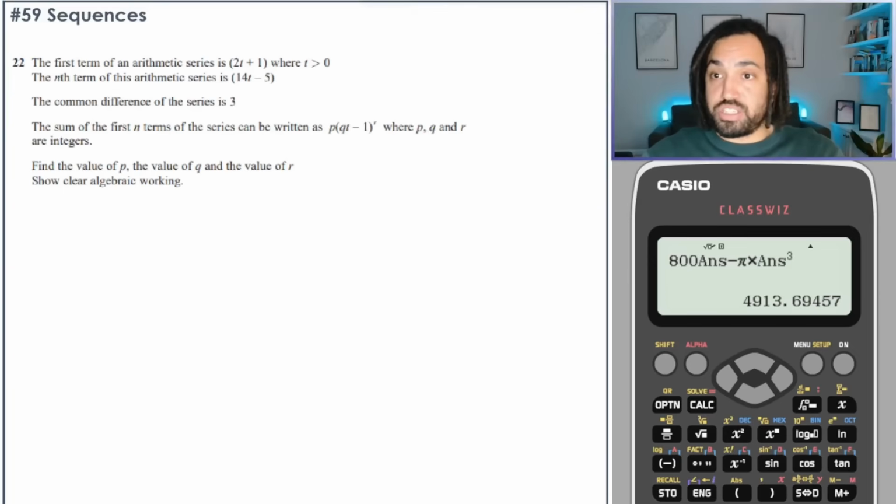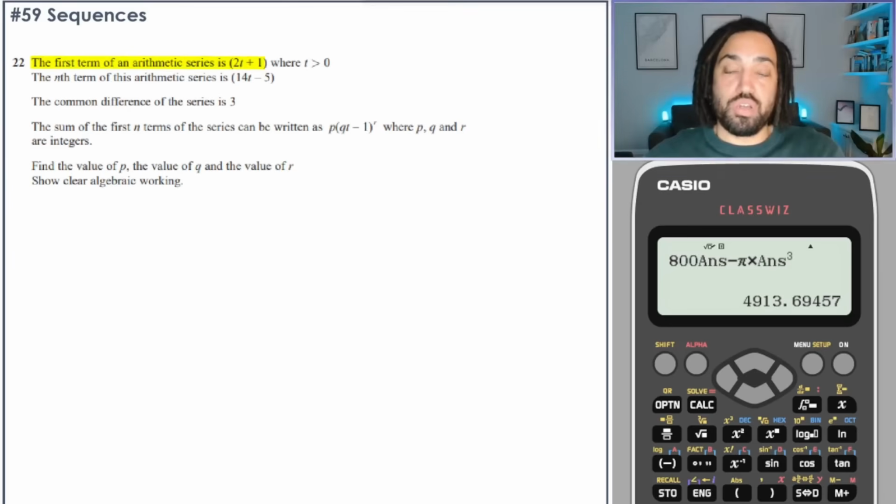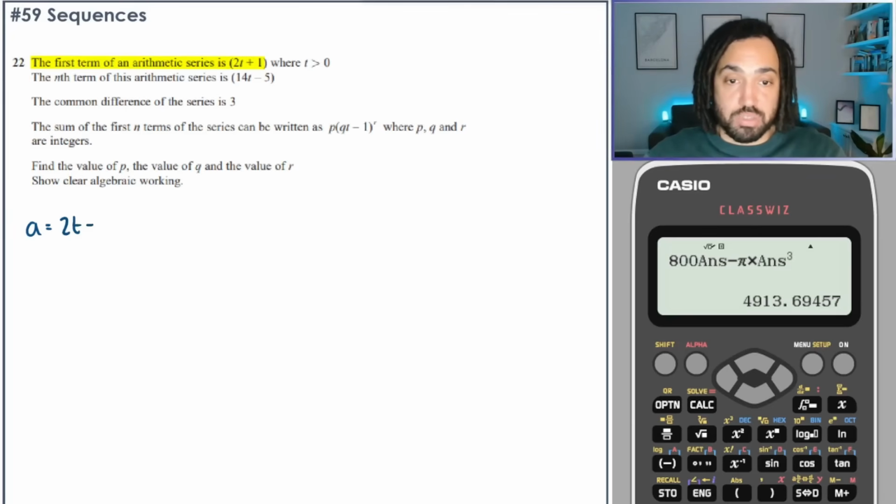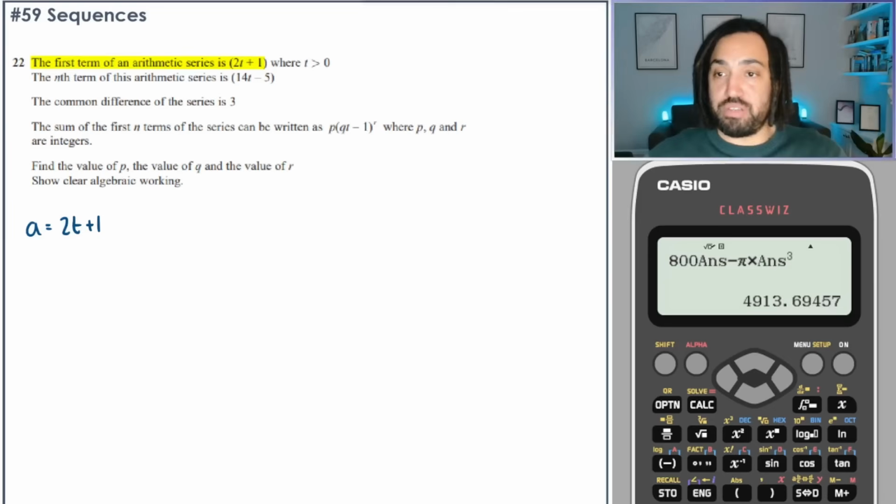Okay, 59, sequences. And this one is a real tricky one. But as long as you follow it step by step, we can get to the answer. First thing, first term is 2t plus 1. So I write a, which is what we define as the first term, is equal to 2t plus 1. Okay, I've used that bit of information, great.